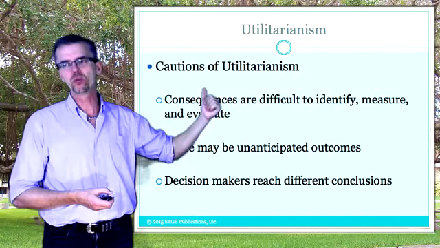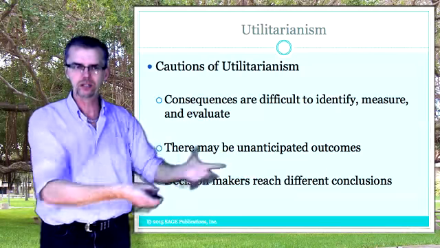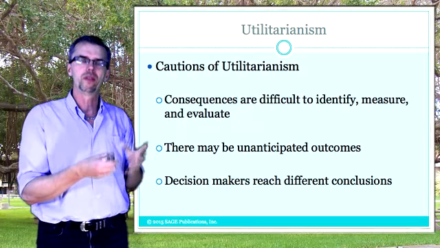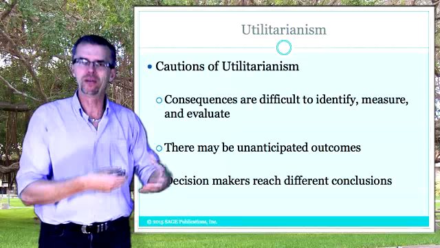And decision makers reach different conclusions. And so therefore, what you attempt to predict, there's never an agreement on what is the probable outcome, based on all of the brains that come together to make that decision.